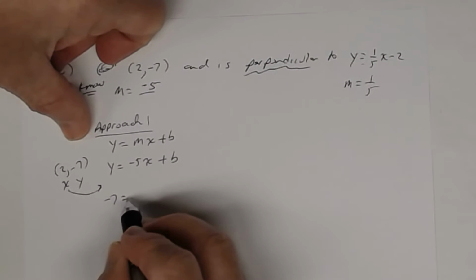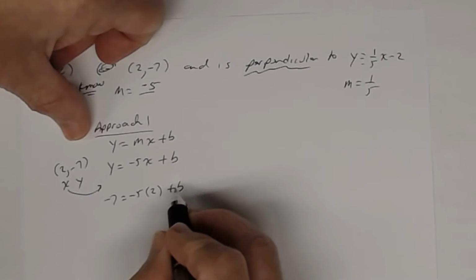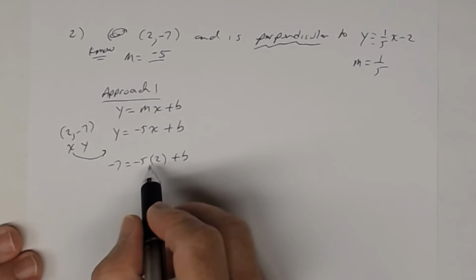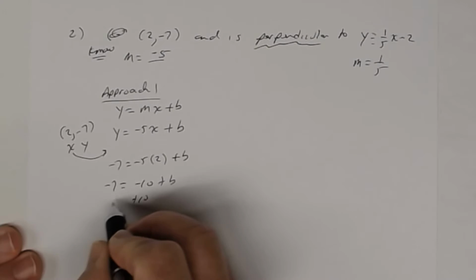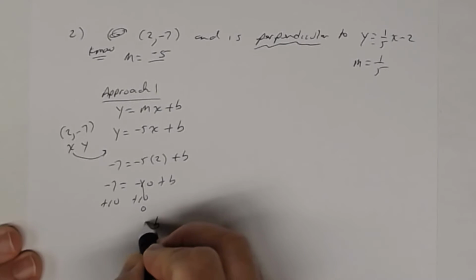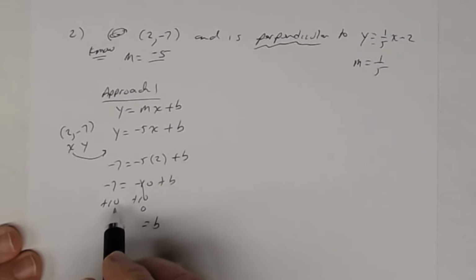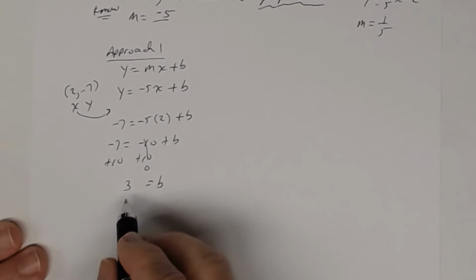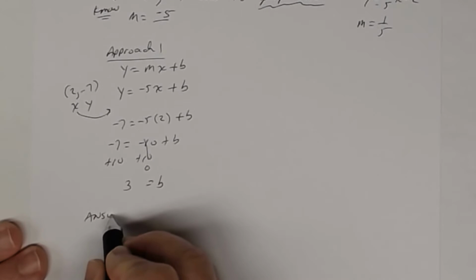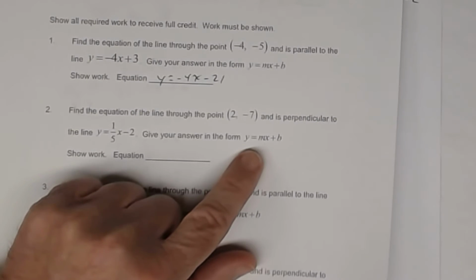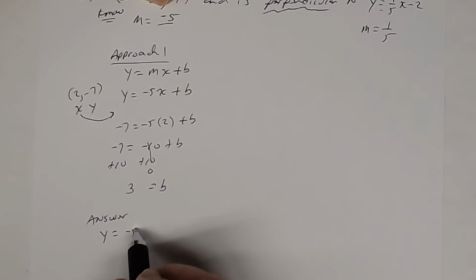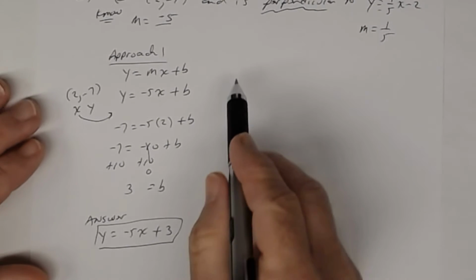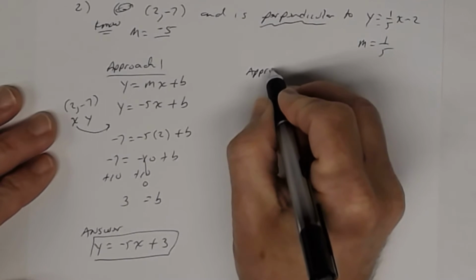So y is negative 7 equals negative 5 times x, which is 2, plus b. Solving for b, negative 5 times 2 is a negative 10, so I get negative 7 equals negative 10 plus b. Adding 10 to both sides and combining like terms, I get the y-intercept is equal to negative 7 and 10, which is a positive 3. And so therefore, the answer, and they did want this in slope-intercept form, is y equals the slope, which is negative 5, times x, plus this y-intercept, which is 3. So there's your equation.